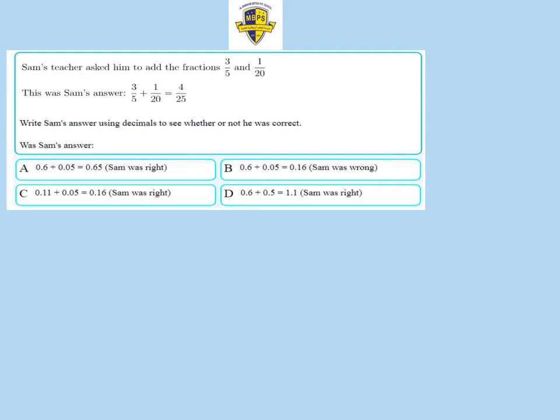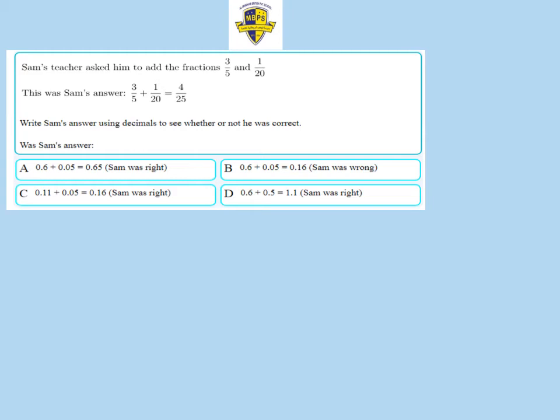3 out of 5, write it as a decimal. Good, it's 6 out of 10, so 0.6. Now 1 out of 20, write it as a decimal. 20 multiply what? Equal 100. Good, multiply 5, so this is 5 out of 100, 0.05. Okay, if we add these two numbers, the answer is 0.65.